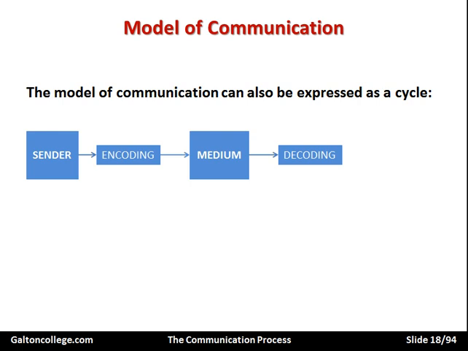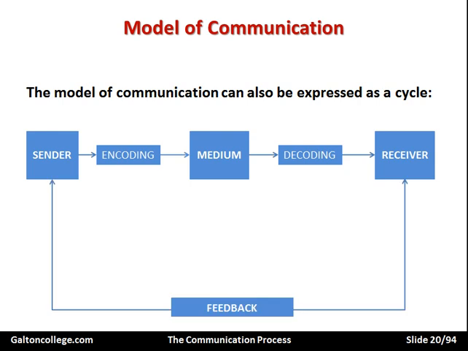And then, of course, it must be decoded by the receiver. So the receiver receives it and decodes it. And of course, the receiver may then send feedback to the sender to express that he or she has received the message, or the message is understood, the communications has been effective, in other words. So there is some sort of feedback, and that's what we mean by the cycle.